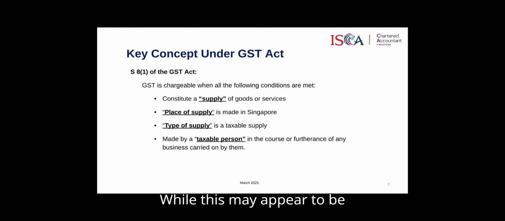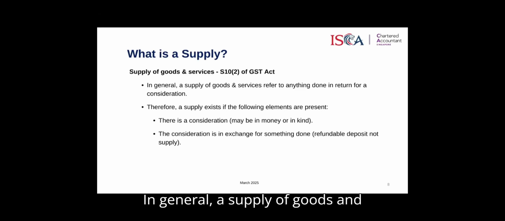Essentially, what is a supply? The supply of goods and services can be defined under Section 10(2) of the Goods and Services Tax Act. In general, a supply of goods and services refers to anything done in return for a consideration. Therefore, a supply exists if the following elements are present. One, there is a consideration, maybe in monetary terms, such as cash, or in kind, and the consideration is in exchange for something done. So how do we understand the concept in a real life situation?